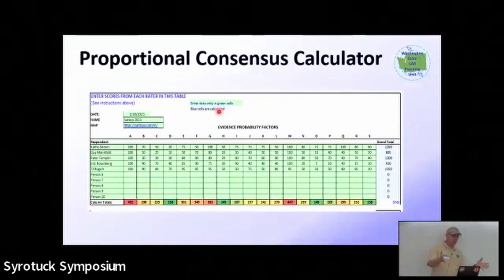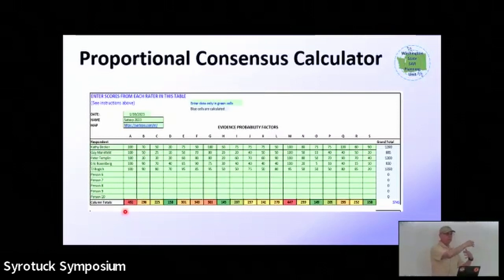We throw their scores into a proportional consensus calculator, and we simply add up for each factor, which is a column here. So factor A might be proximity to a road, but we simply add up the scores from each of the consensus participants. No rocket science here. We simply sum that to get a big number or a small number. Okay, so at this point, we have a list of our probability factors.